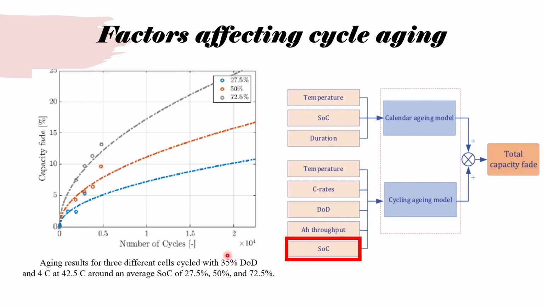So the 35% DoD mean is centered around these three SoC levels, which means 27.5 is closer to a fully discharged cell, whereas 72.5 is more closer to a fully charged cell. But the DoD is same. So we can observe if we are closer to a fully discharged point, lower the SoC, lower is the degradation.